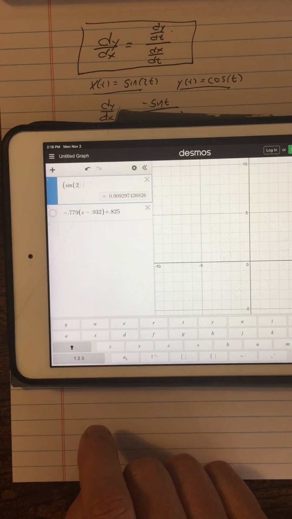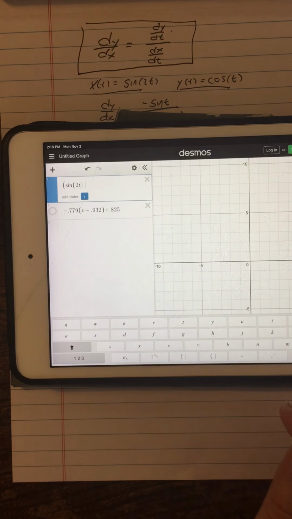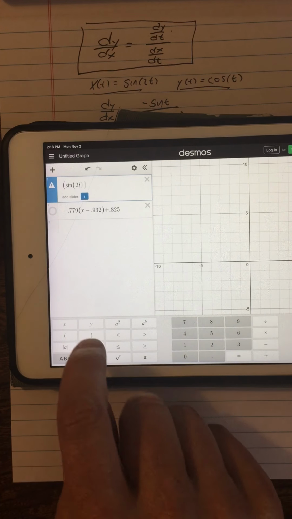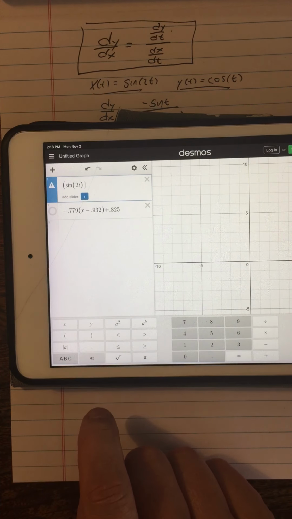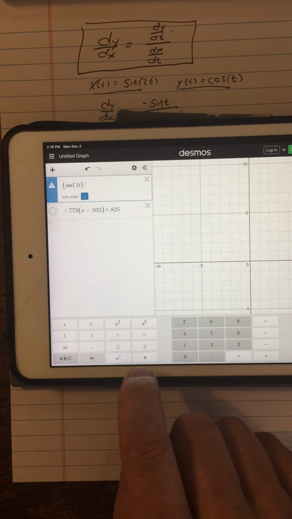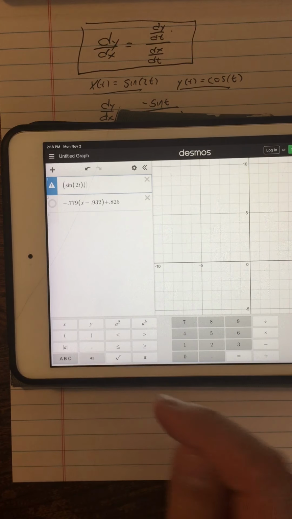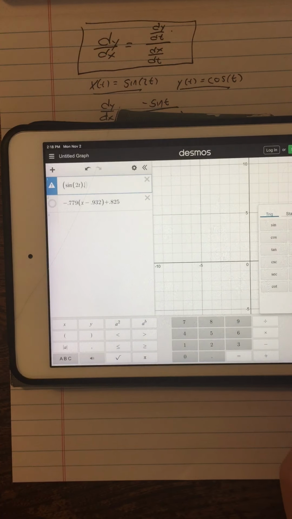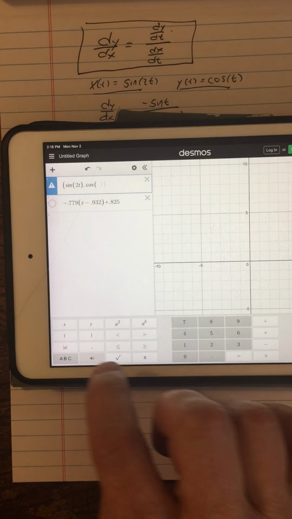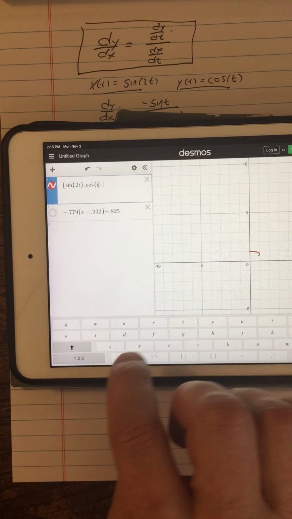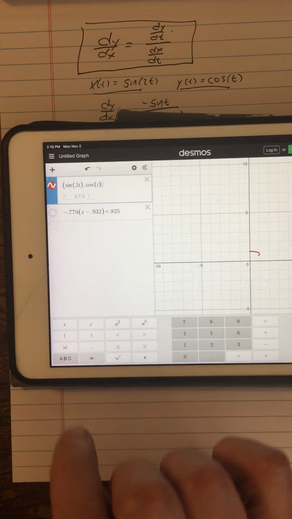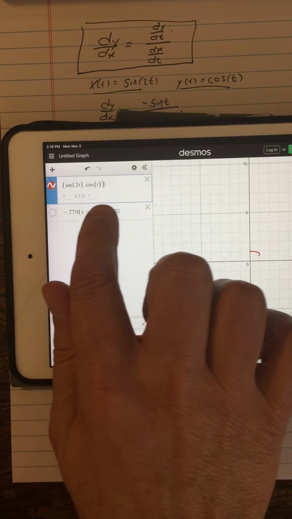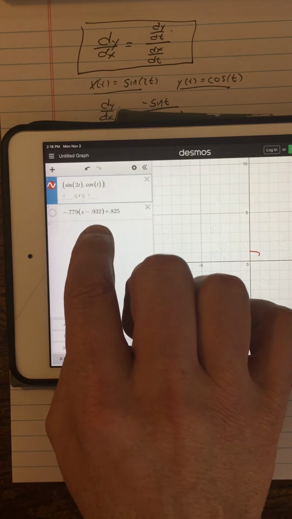You hit the ABC, or if you're on your computer, you just use your keypad and type a letter t. But it wants the variable to be t, the independent variable. And then we hit a comma, and then we do cosine of t. So functions, cosine. And then we go back and get the t again, and close the parentheses. All right, and then what you see is that there pops up a domain for t right there.